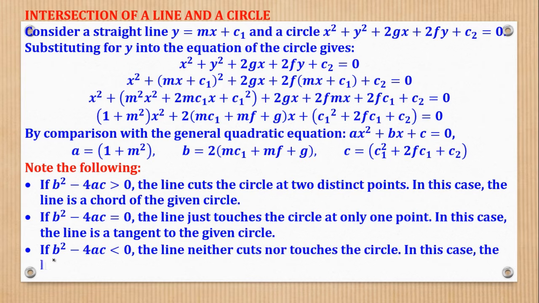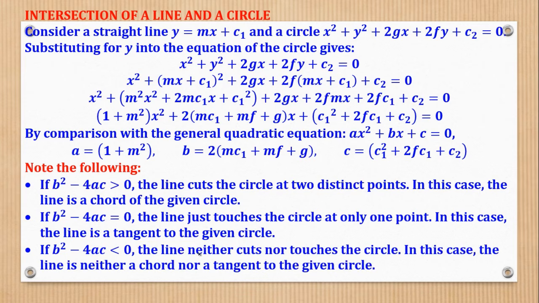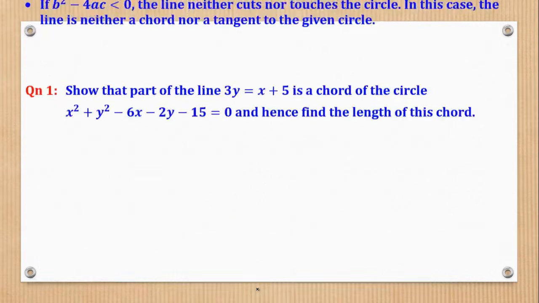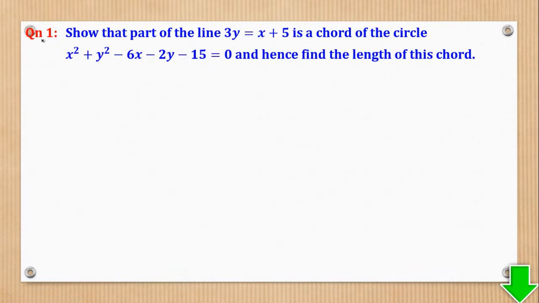Then if the discriminant is less than 0, or if it is negative, it implies the line neither cuts nor touches the circle. So the line is not a chord and also it's not a tangent. Now those are the three conditions which may arise. So with that, let's go through these questions. Question 1 says, show that part of the line this is a chord of the circle this, and hence find the length of this chord.